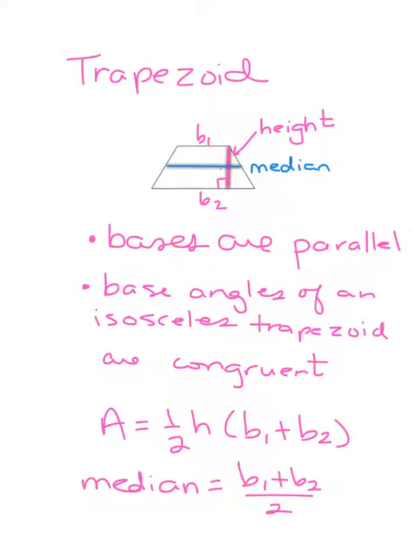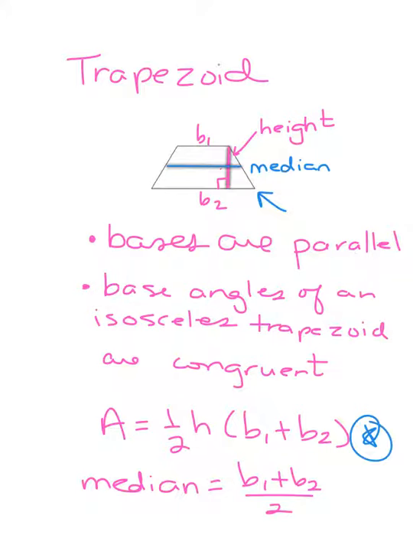So we have the formula A is equal to 1/2 the height times the sum of the bases, B1 plus B2. It doesn't matter which one you make 1 and which one you make 2. If I look at my diagram, remember the height goes straight down at an altitude, it hits at 90 degrees. And because the bases are parallel, the height along any location in the trapezoid is going to be the same.